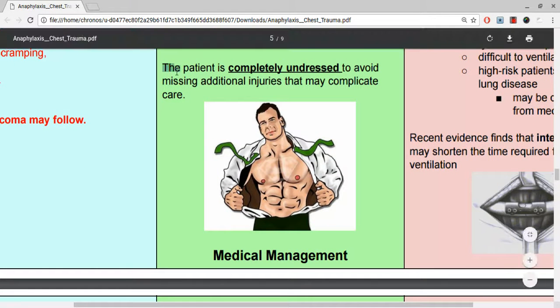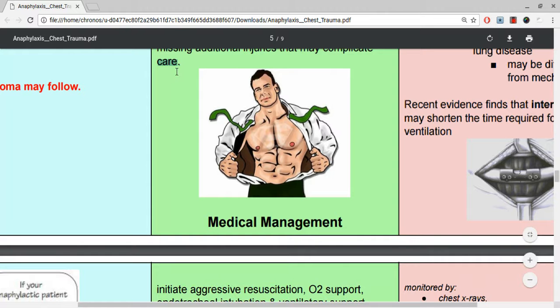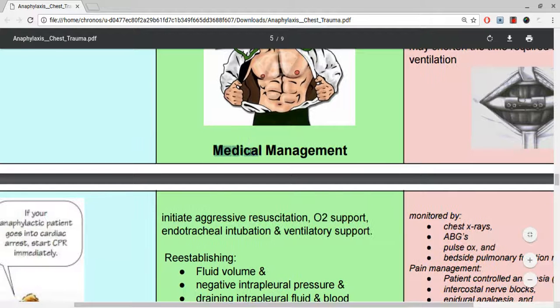And when you're doing an assessment, you're going to completely undress this patient to avoid missing any additional injuries that may complicate the care. So basically, as soon as they come into the ER with traumatic chest injury, you're going to strip them down and see all of their business, okay? You're going to see everything and check for everything, because you don't want to miss some kind of huge tube sticking out of somewhere just because you were being too shy and didn't want to strip the patient. So really get in there and strip them down.